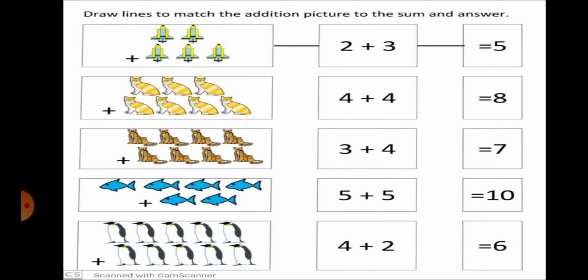Okay, so as you have seen, this is the picture in which what we have to do. Draw the lines to match the addition picture. This is the picture of addition to the sum and the answer. As you have seen in the very first picture, there are 2 aeroplanes plus 1, 2 and 3. This is the sum 2 plus 3, which we have to match with the product or answer, which is 5.